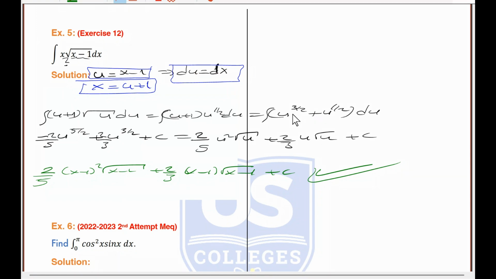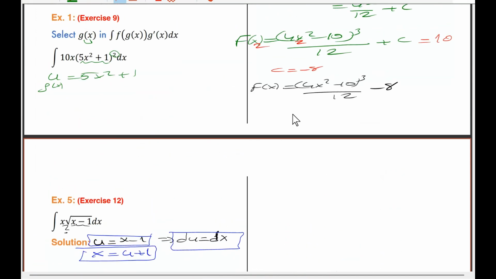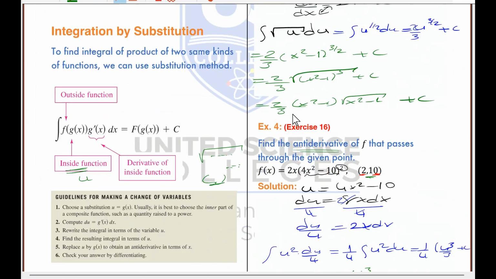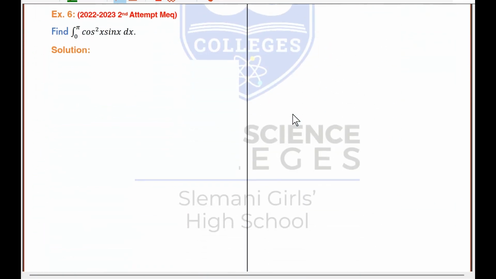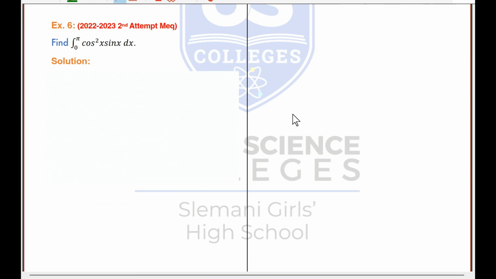Okay, I think I solved questions involving radical powers. I just didn't solve a question involving a trigonometric function. Let me do one last question about trigonometric functions. 2023 second attempt ministry exam question. So which one is u? u is the one that has the power, which is cosine x. What is the derivative? du is negative sine x dx. I don't have negative here, so divide both sides by negative. So negative du is sine x dx.